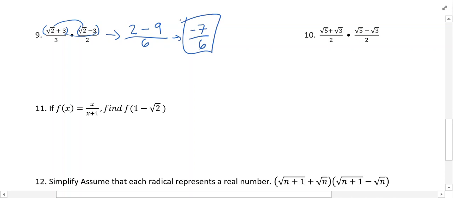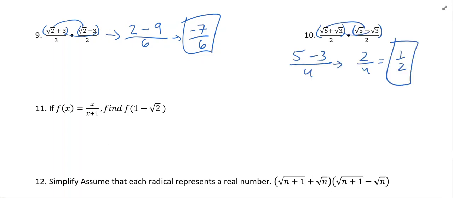All right, so let's go ahead with number 10. So again, if you notice in the numerator, they're both the conjugates of one another. So go ahead and pause the video and you try this one. Okay, so hopefully we both got 1/2. Remember, you always want to simplify completely. So 2 over 4 is simplified to 1/2.